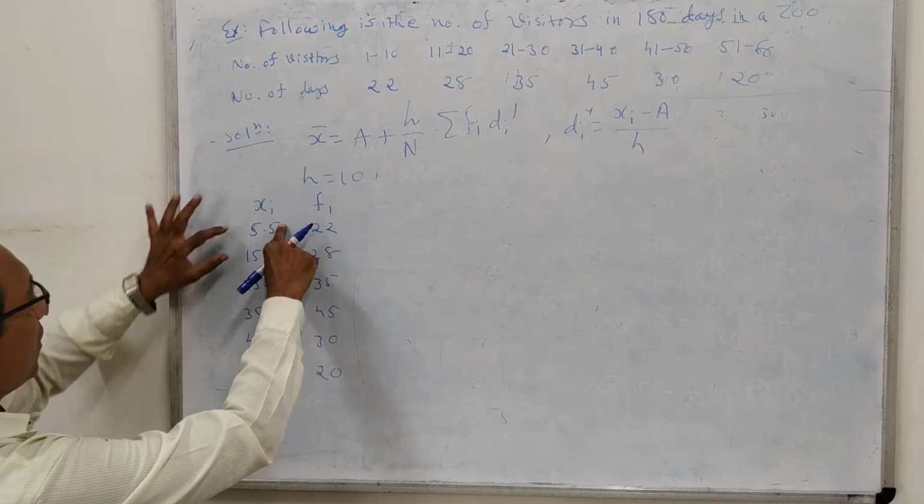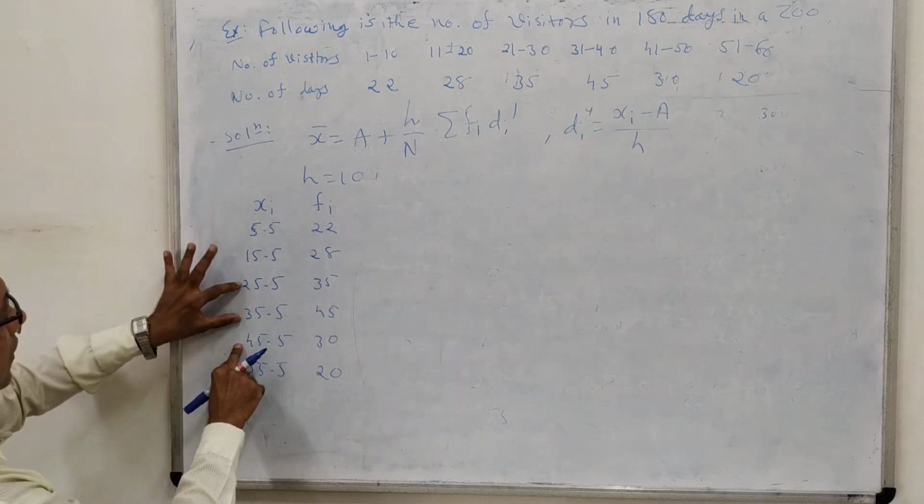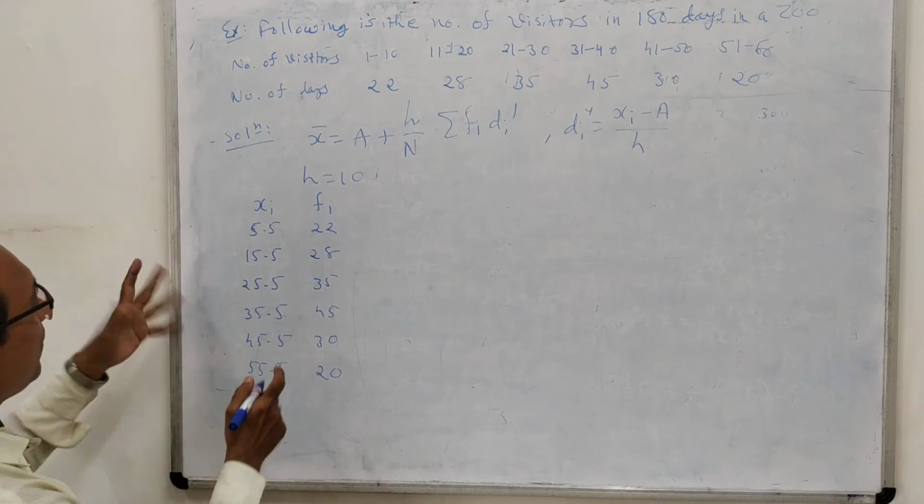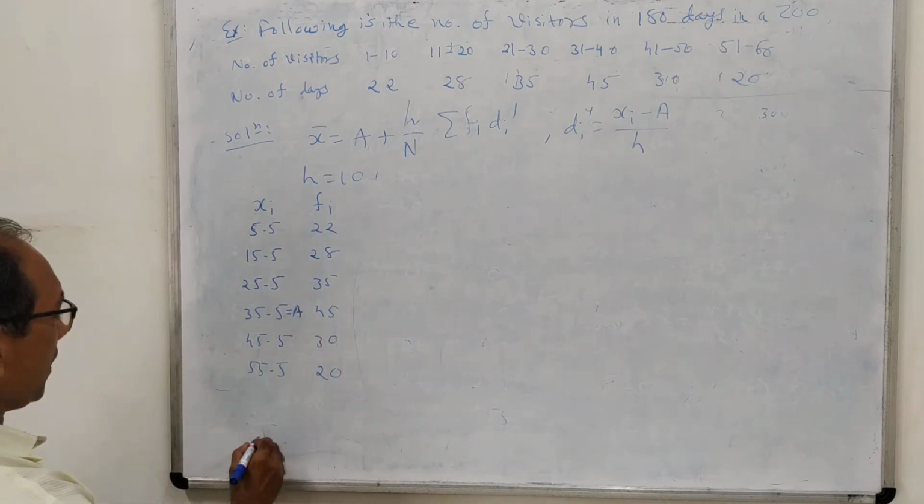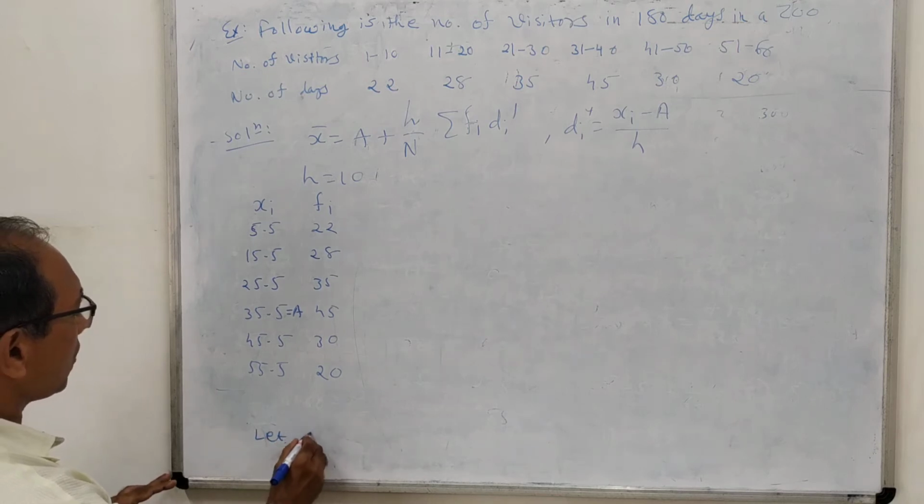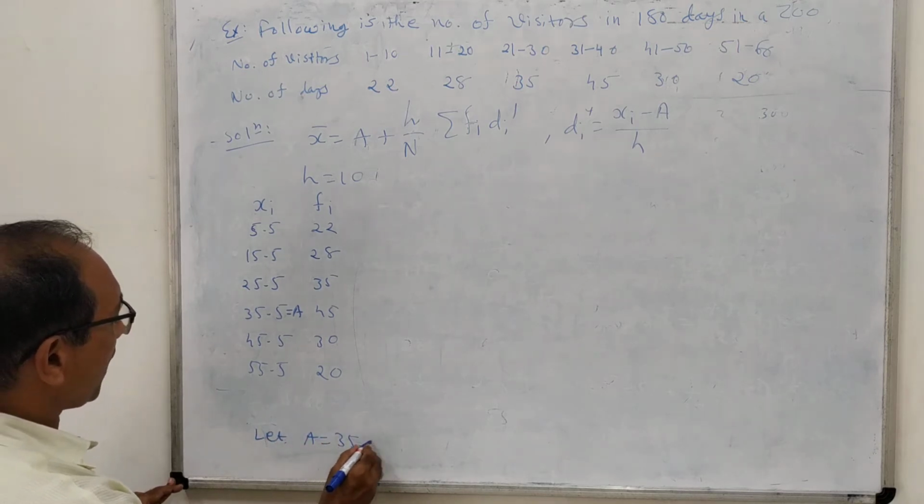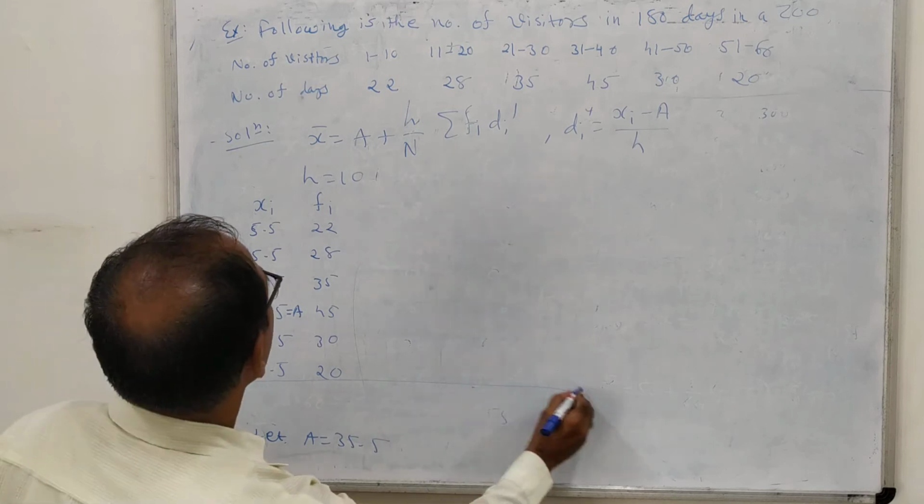In the center there are two values, so we can assume any one as A. But I will assume A equal to 35.5. So let A equal 35.5. Here I will draw the line.